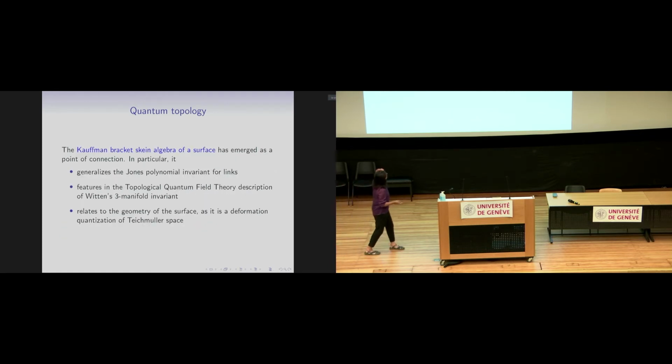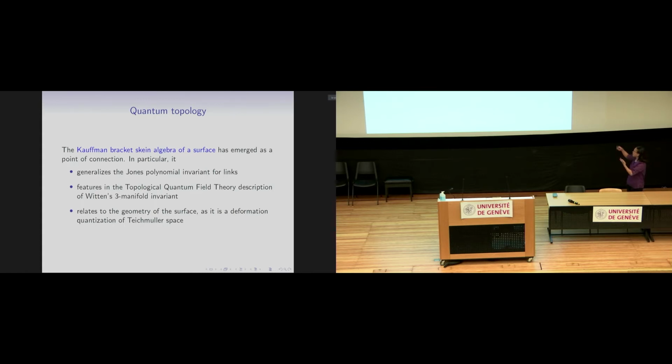And so as a point of connection, the Kauffman bracket skein algebra has emerged. It generalizes the Kauffman polynomial, and I'll show you a little bit from the definition. It's important in topological quantum field theory, especially in the skein version that Christian was talking about earlier. And it also, and this is the really important part, relates to the geometry of the surface. It's related to a deformation quantization of the Teichmüller space. I'll explain the story a little bit today.